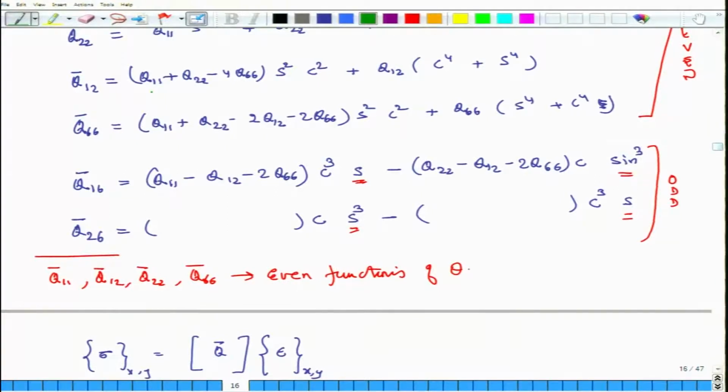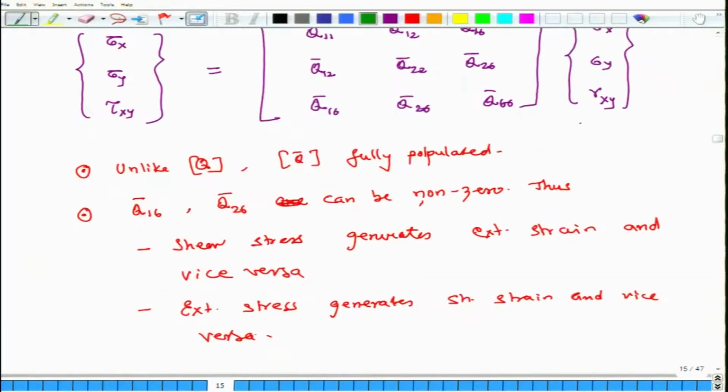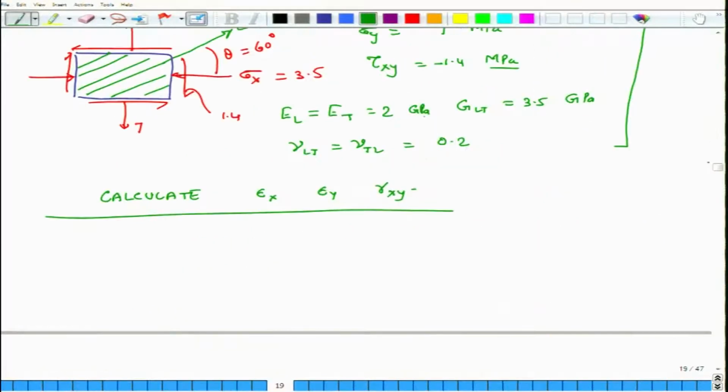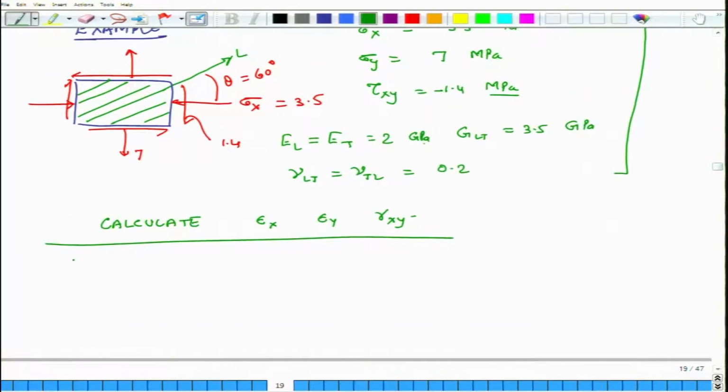So, first we calculate Q11, Q22, Q66, and from those we calculate Q11 bar, Q22 bar and Q66 bar, all these bars. Once we have all this, we use this relation and take the inverse of it, and we can calculate sigma x, sigma y and tau xy, but we will use a slightly different method today. What we will do is first calculate stresses with respect to the L and T coordinate system.